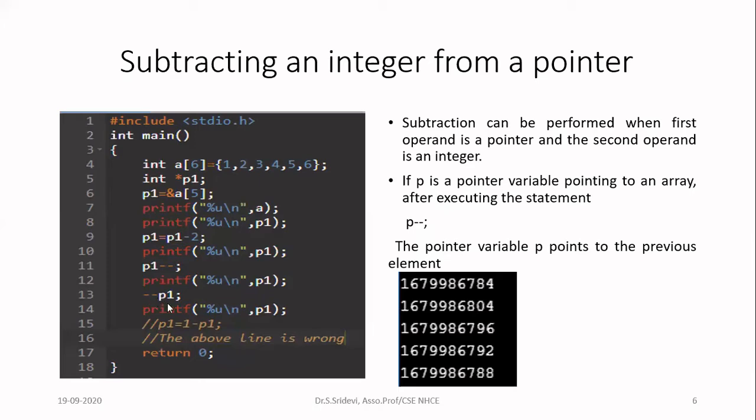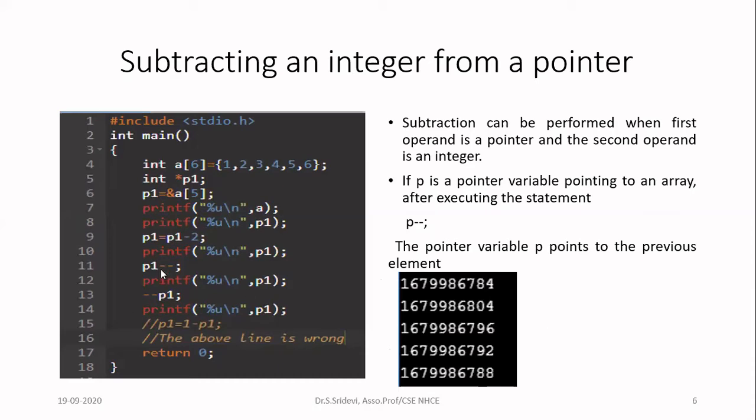Then I have P1 minus minus, again the same thing, it will point to the previous element. Subtract 4, so you will get 788. So remember, while we are working with subtraction in pointers, don't simply subtract 1 from that. You see what data type the pointer is pointing to, then accordingly, you have to subtract that particular value.